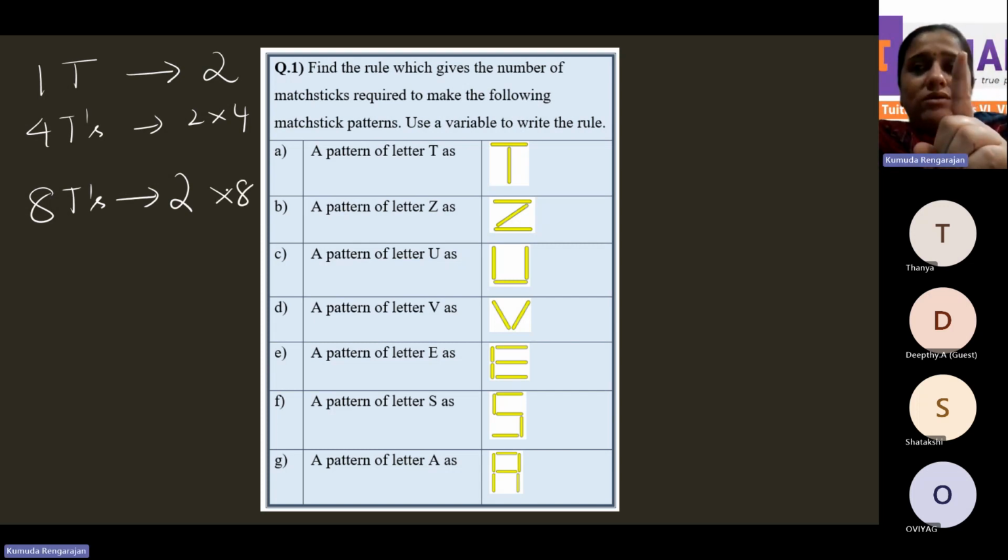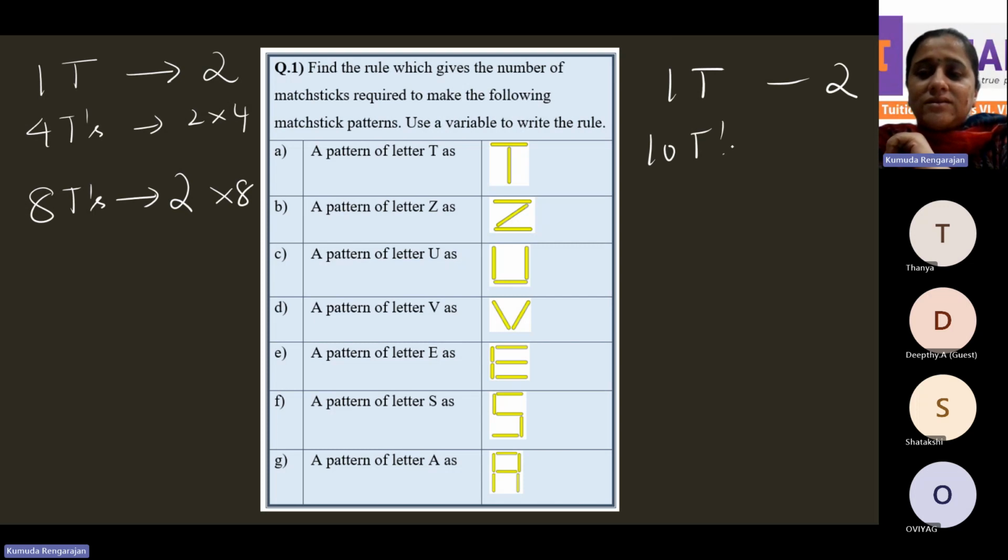It's like buying notebooks. 1 notebook costs 10 rupees. 5 notebooks, 10 into 5. 50 notebooks, 10 into 50. 75 notebooks, 10 into 75. Similarly, to make 1 T, 2 sticks. 10 T's, 10 into 2 sticks, or 2 into 10 sticks.